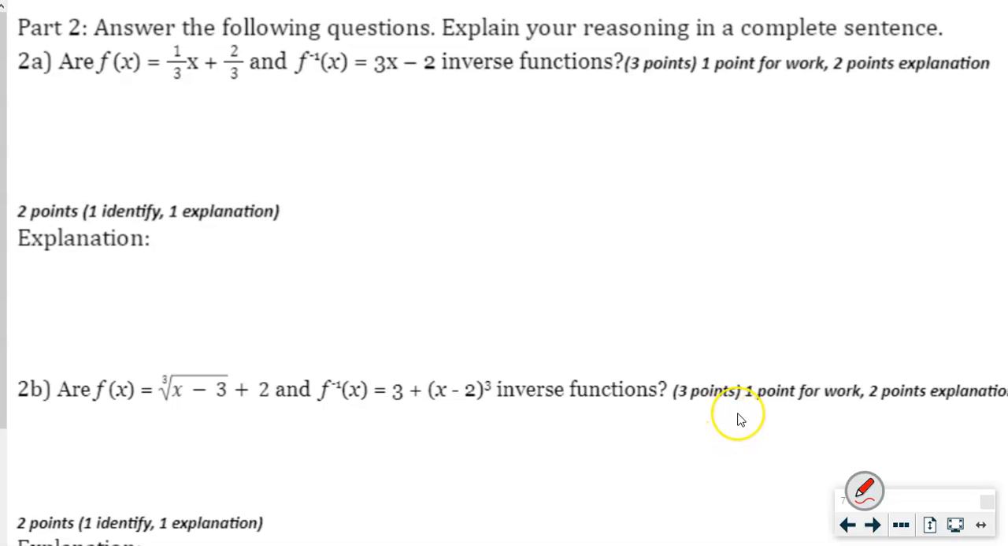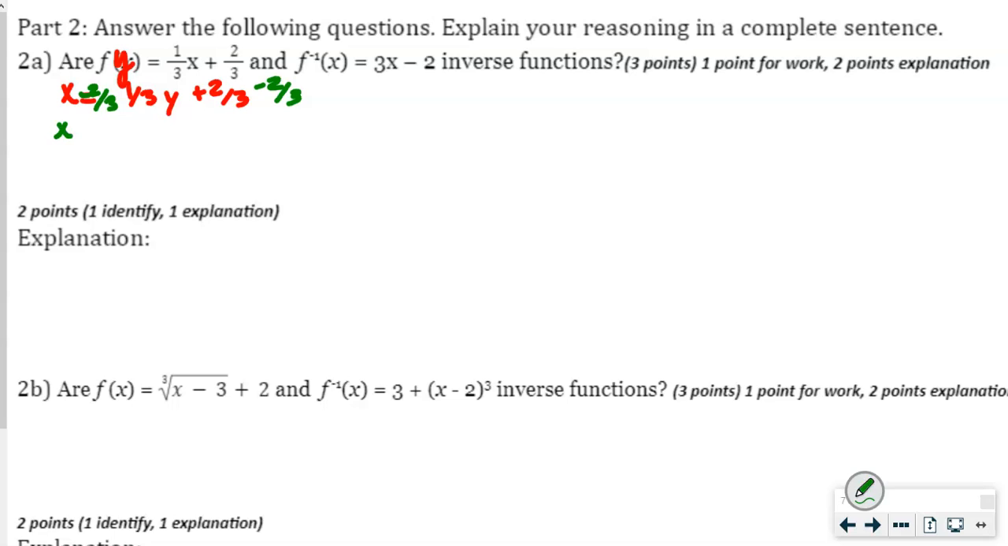All right, for these next ones, it says, answer the following questions, explain your reasoning in a complete sentence. So it asks us if these are inverses of each other. So the easiest way for me to find this is to basically solve for the inverse. So remember, again, this is y. So we're going to say x equals 1/3 y plus 2/3. So we're going to subtract the 2/3 from both sides.